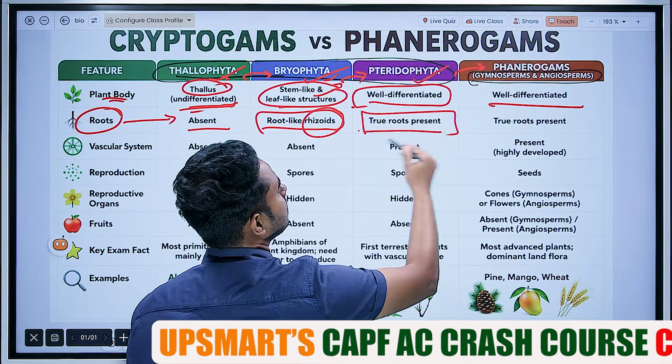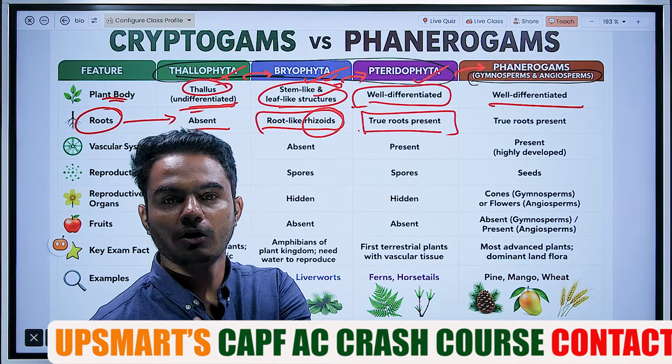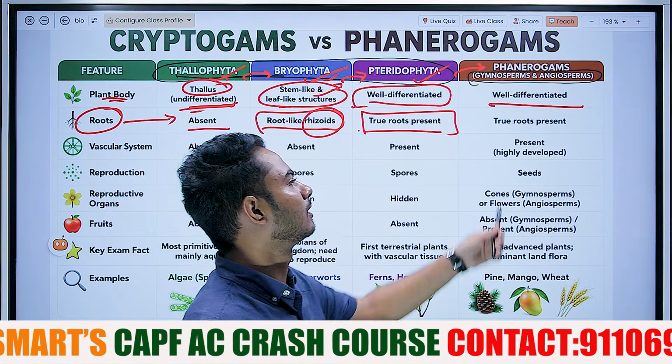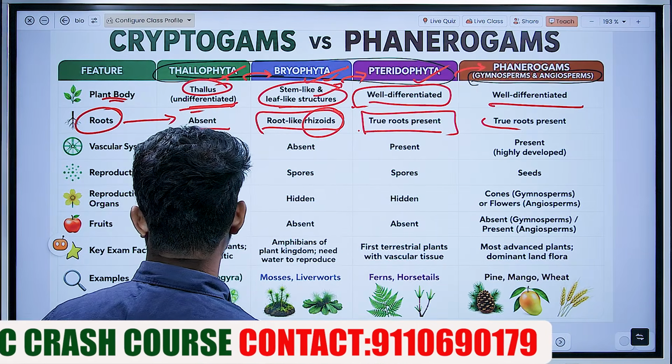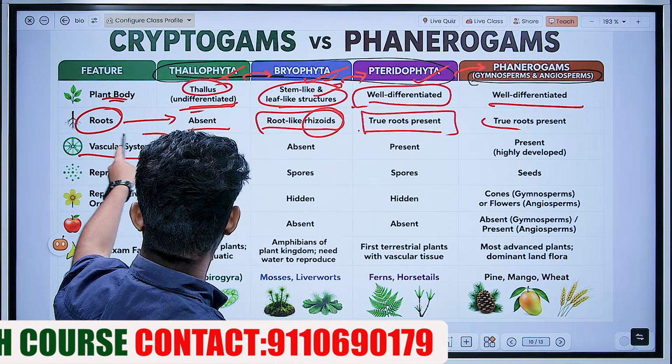Then came the Pteridophyta. True roots are present. And if it is already there, then what is there to improve in phanerogams? It is already present. Easy, right? The flow. Next is the vascular system.